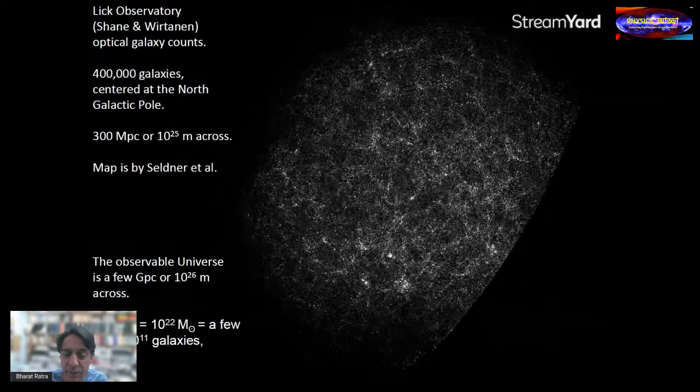And you can also see one-dimensional structures like this and like this and like this. And these guys are called the filaments. So there's three kinds of things. There's the clusters of galaxies, there's the voids, and there's the filaments.